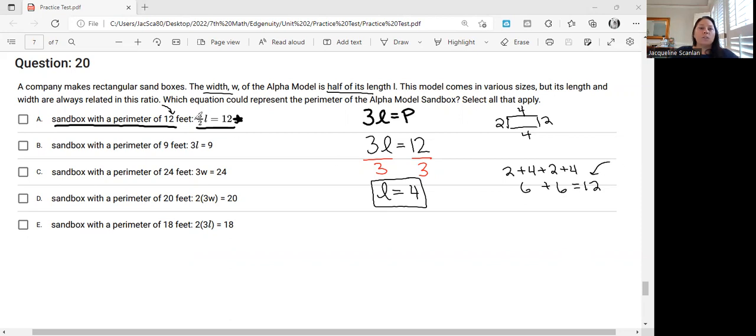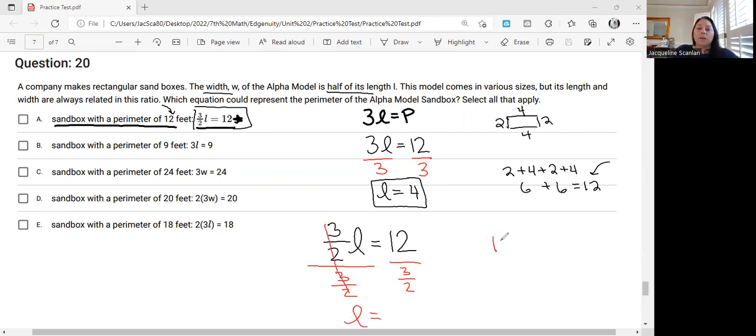Now we're going to take the equation that they gave us, 3/2 L equals 12, and we're going to solve it and see if we get the same thing. So we're going to do 3/2 times the length is equal to 12. Remember, 3/2 is squished next to the letter L, which means it's a multiplication. I am going to do the opposite operation, which is division. So I'm going to divide both sides by 3/2. 3/2 L divided by 3/2 gives me 1L, or L. And so I'm left doing 12 divided by 3/2. And yes, you can use Desmos.